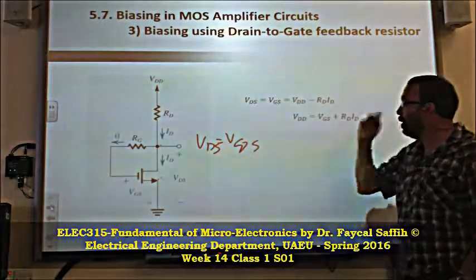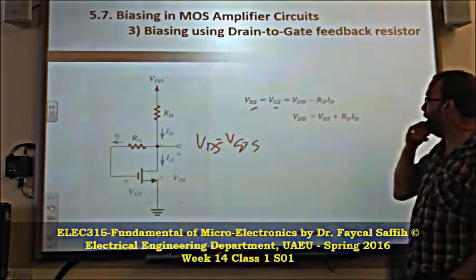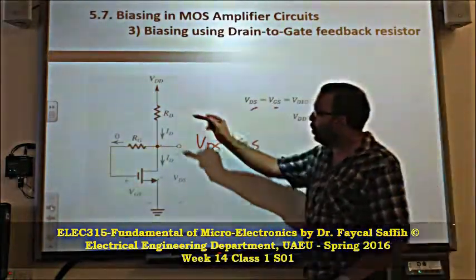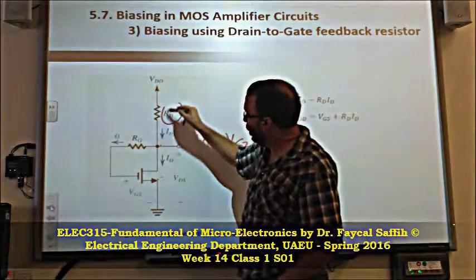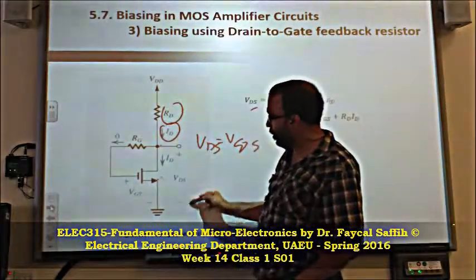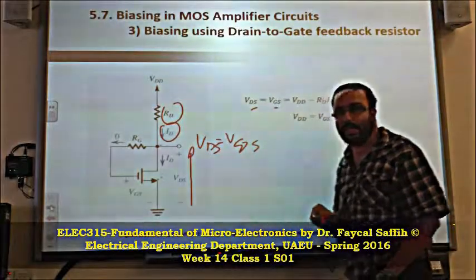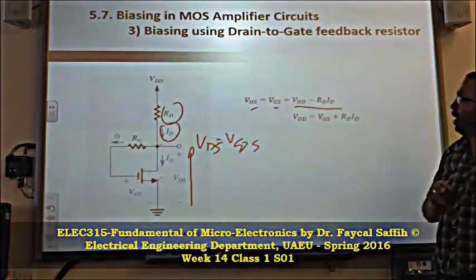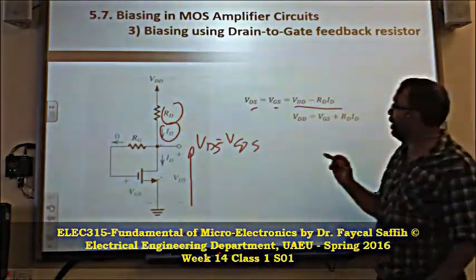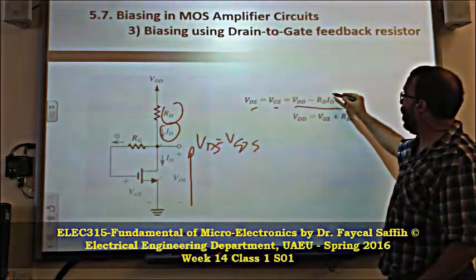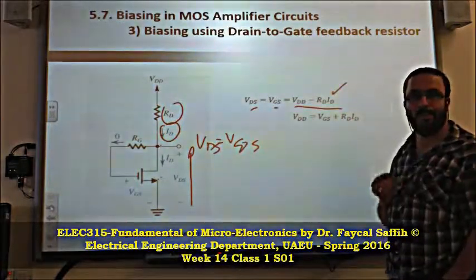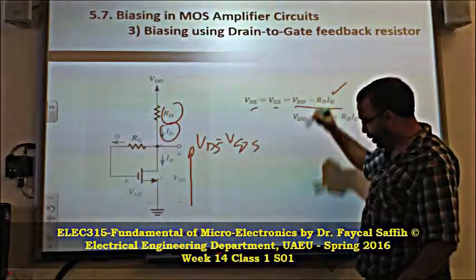So we did that. So VDS is equal to VGS. Is equal to what? Is equal to VDD minus RD times ID. Yes or no? That's what we know. Make sense? Good. Very good. Now, the nice thing about it, ID can change due to the mismatch. Yes or no? But VDD is constant.